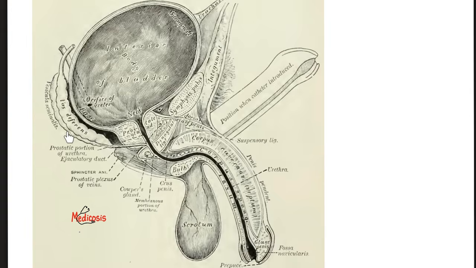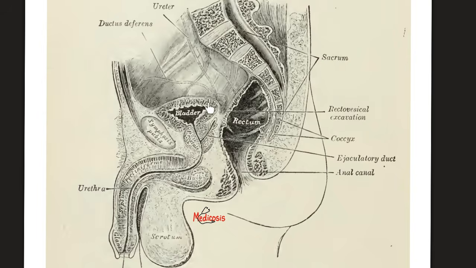When the seminal vesicles and vas deferens join forces to give me the common ejaculatory duct, where does the common ejaculatory duct open? It opens in the prostatic portion of the urethra. Here is the ureter hitting the bladder from behind. There is also the vas deferens and the seminal vesicles. After the bladder, you have the urethra. This is the prostatic portion of the urethra, membranous portion of the urethra.